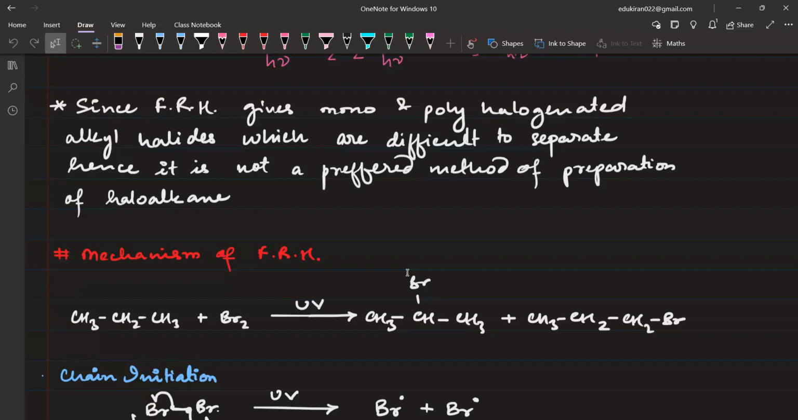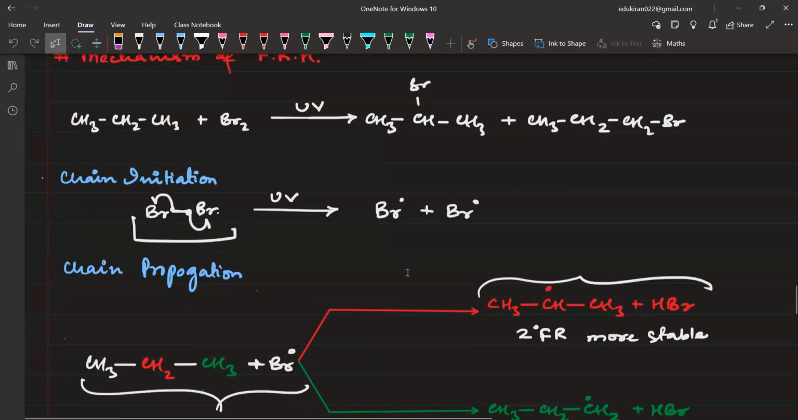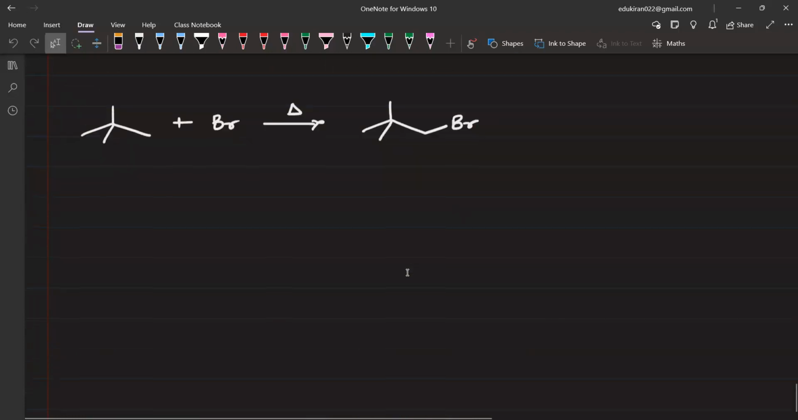It means anything left and radical halogenation. Mechanism, stability, number of monohaloalkane.